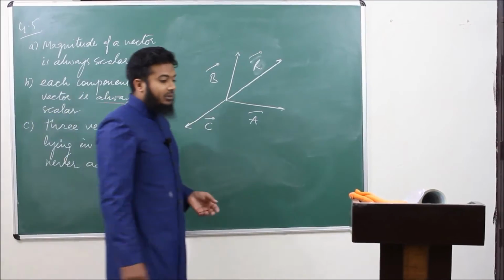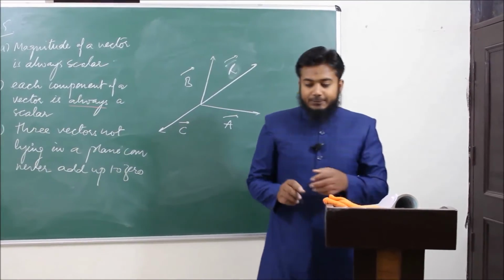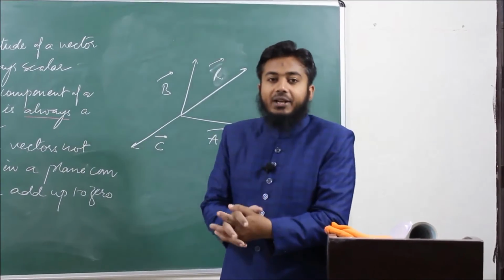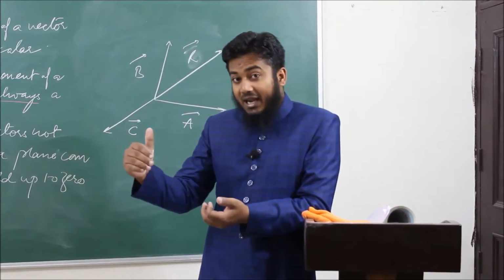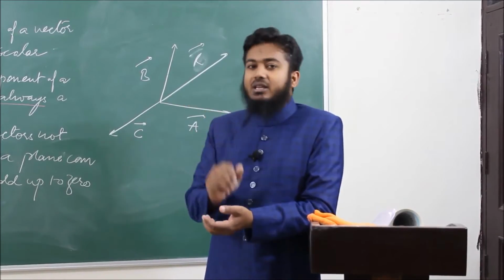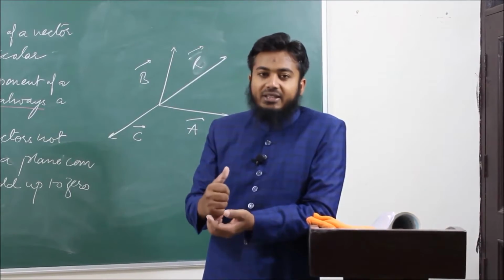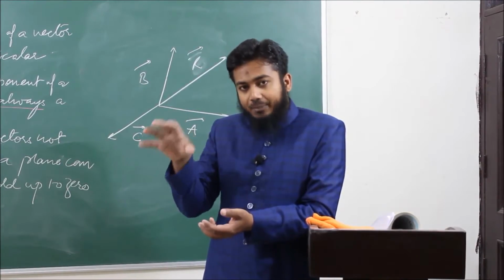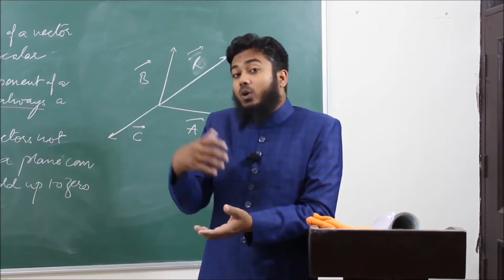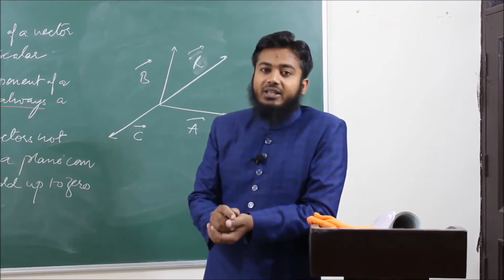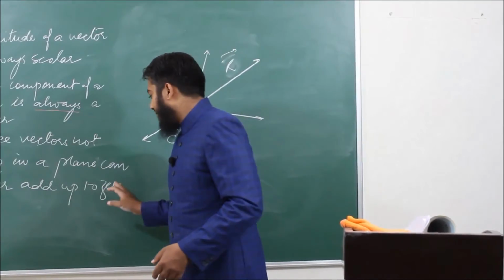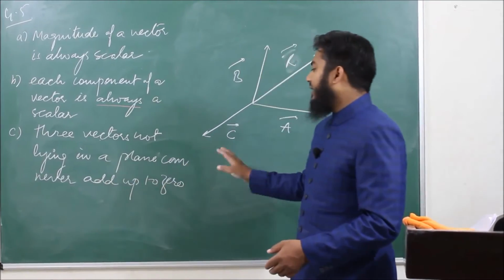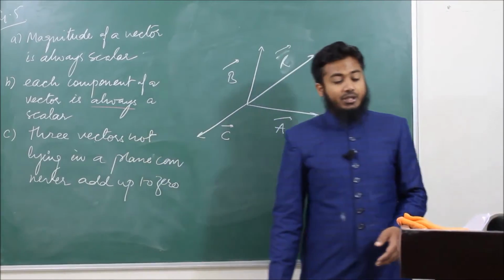So what we have pointed out here is that minimum 2 vectors are required to give a null vector if they are lying on the same line, minimum 3 vectors are required to have a null vector if they are lying in the same plane, and minimum 4 vectors are required to have a null vector if they are not lying in the same plane. So 3 vectors not lying in a plane can never add up to 0. So this statement is true.